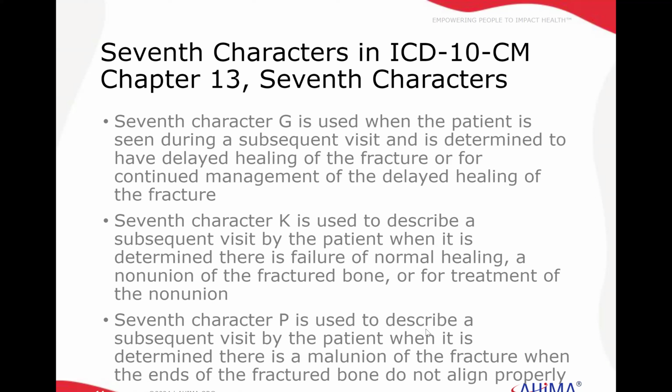And then P is the last seventh character that we'll talk about on the slide, and it's used to describe a subsequent visit, but there's a malunion. In other words, the two ends are fusing, but they're not fusing correctly. So in addition to A, D, and S, we have G for delayed healing. We have K for failure of normal healing or non-union, if you will. And then we have P for malunion.